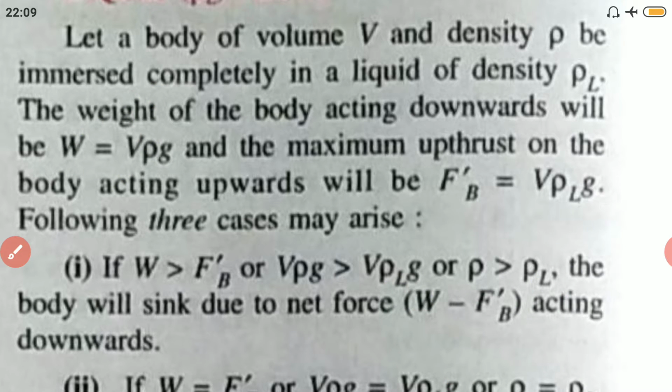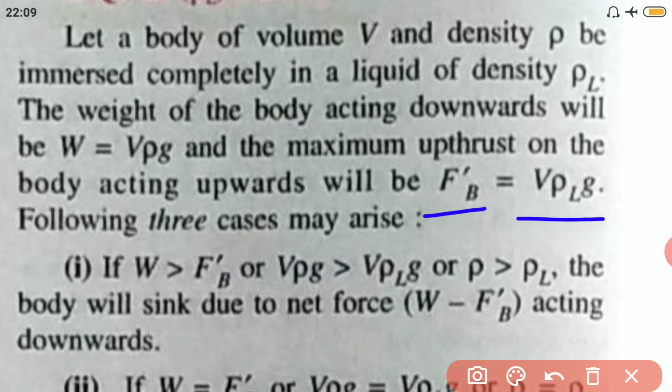And the maximum upthrust on the body acting upwards will be FB dash. Its formula is also V rho g, but this time this density is for the liquid, and the earlier density is for the solid. The following three cases may arise.